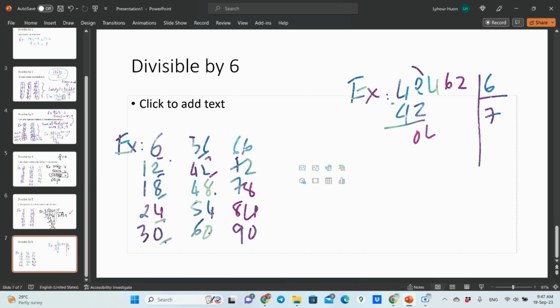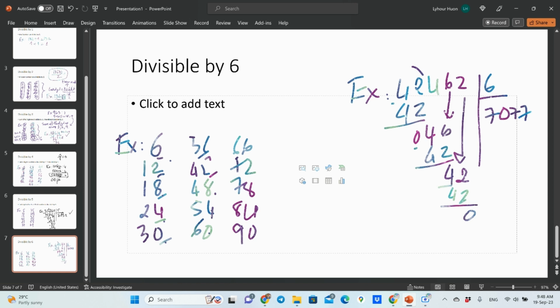Then 0, so we have 4 here. 4 is smaller than 6, so we add another 0 to drop another digit. How many times does 6 go into 40? 7 again. 7 times 6 is 42, and it's divisible. Yes, so it's divisible by 6.